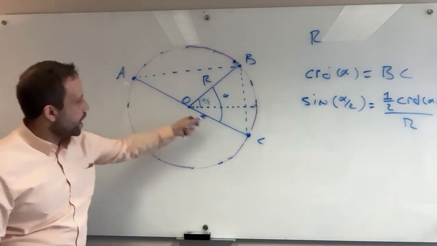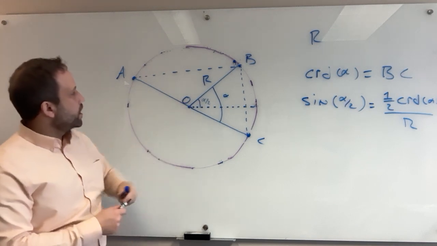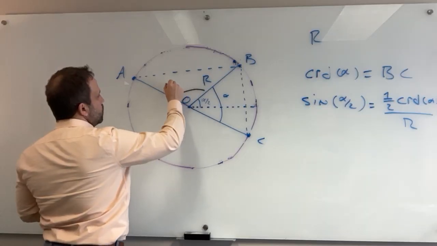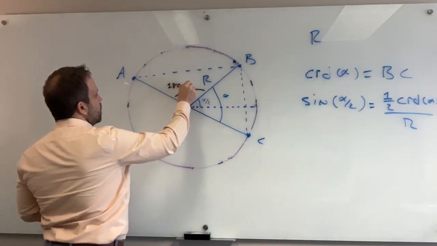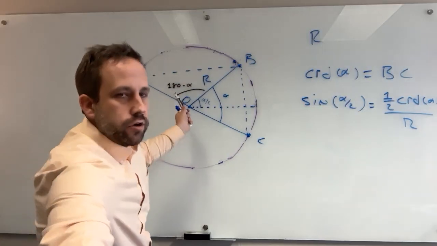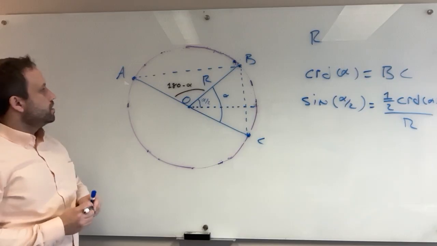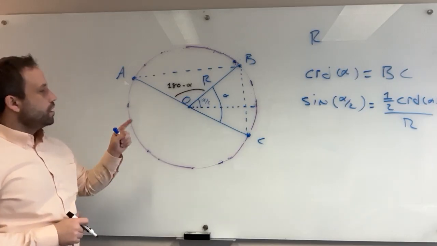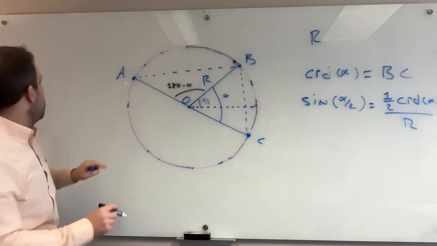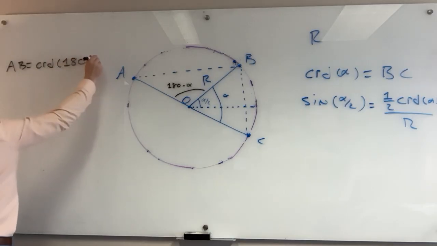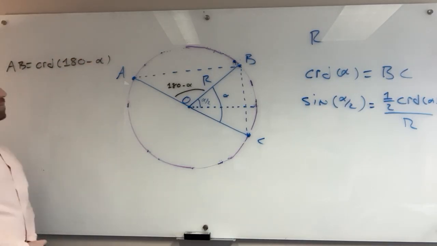This line right here is a straight line. This angle here is alpha. So what it means is this angle here is equal to 180 degrees minus alpha, because to go from there to there is 180 degrees. This is alpha degrees, so then this angle here has to be 180 minus alpha. Okay, so now let's look at it. So AB is equal to chord of 180 minus alpha.